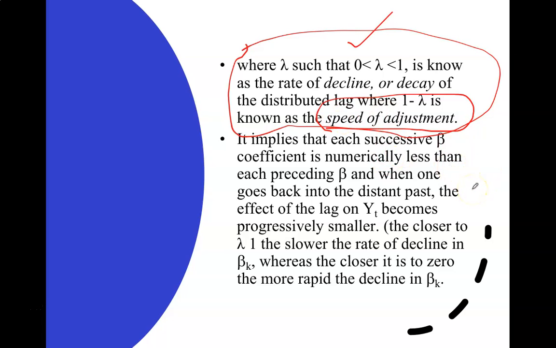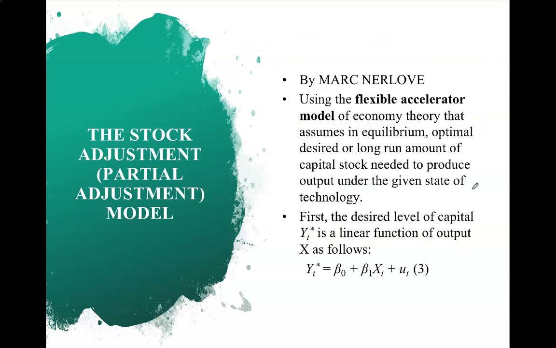It implies how fast the coefficient moves, how fast the adjustment moves from one model to the other. And this is what in ECM we call the short run disequilibrium to the long run equilibrium, which is a very familiar term in error correction modeling, measured by the ECT, the error correction term. All right, and then we have another model called the partial adjustment model, which is by Marc Nerlove, or the function itself.